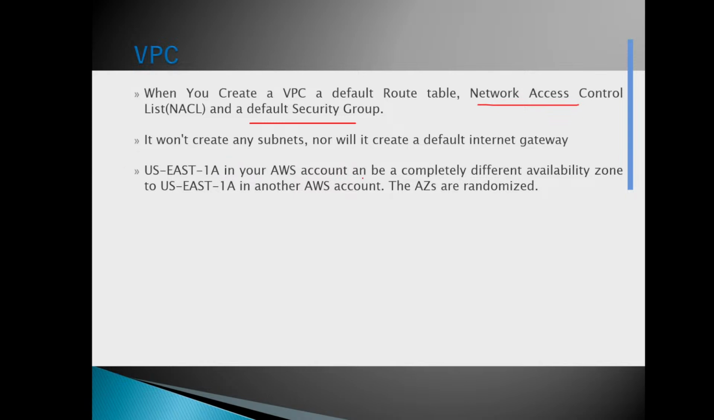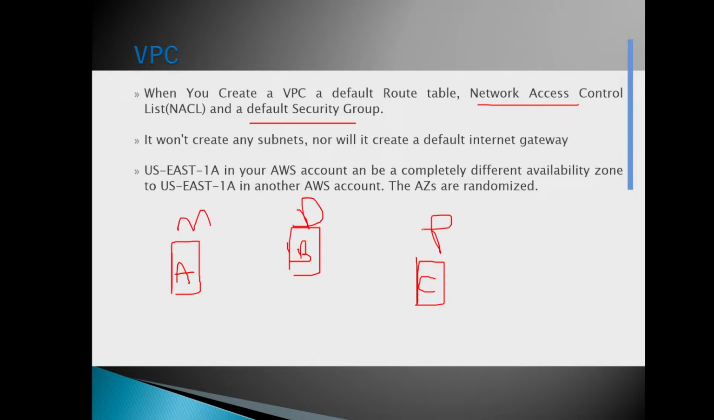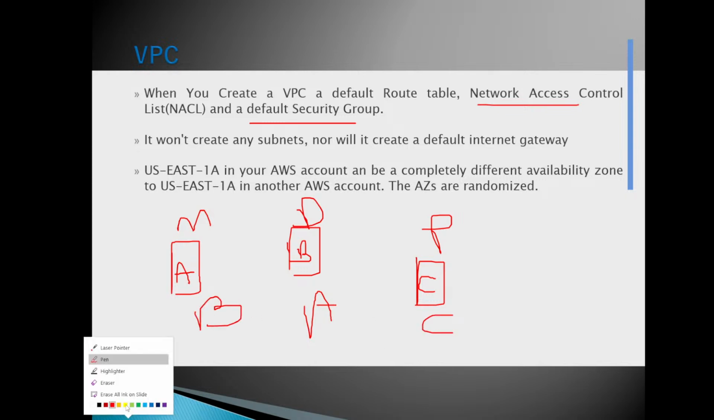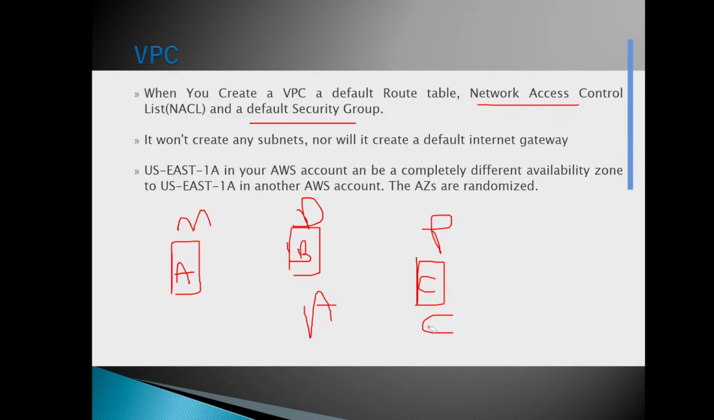The availability zone US-East-1a in your account can be completely different from US-East-1a in another account. Availability zones are random. So what is this point? Basically, this is three availability zones. In my account, Amazon shows this as availability zone A, B, C. Let's say this is Mumbai, this is Delhi, this is Pune. But in your account, Amazon might give this as B, or this as C. Amazon randomizes the availability zones in different accounts.